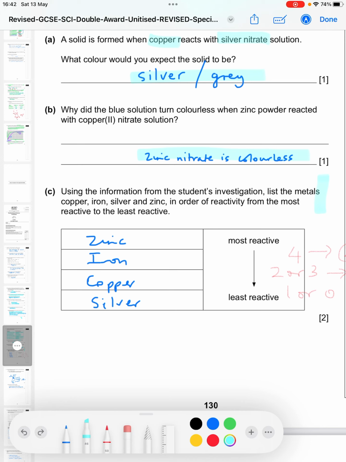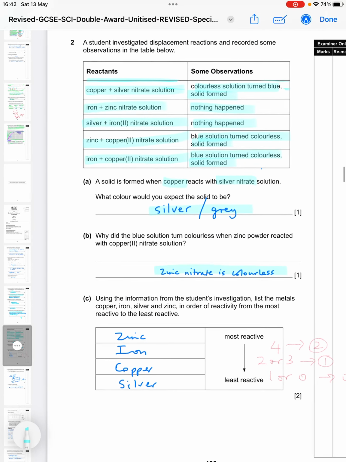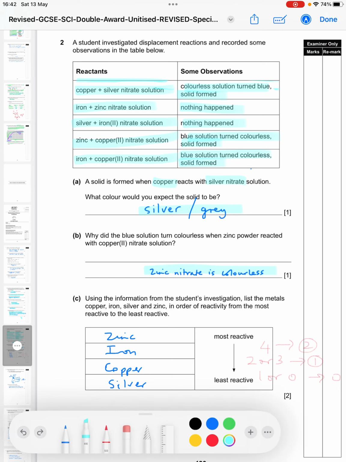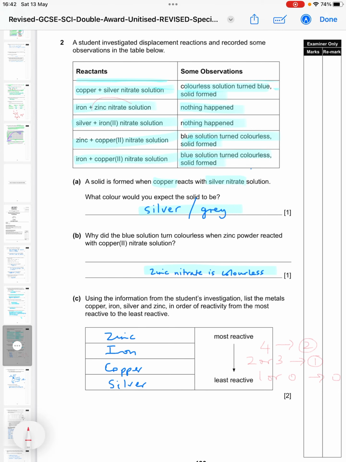C then, using the information from the student's investigation, list the metals copper, iron, silver and zinc in order of reactivity from the most reactive to the least reactive. So looking at the reactions here, we have zinc. When it was in zinc nitrate, with the iron nothing happened, but it was able to displace the copper. So zinc is the most reactive.